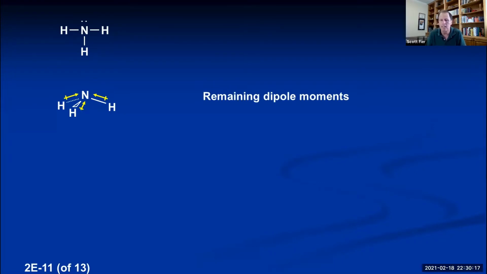And where are these dipole moments pointing? You see they're all pointing slightly upward. It's the top of the pyramid that's negative, where the electrons are going, and the bottom of the pyramid, where the hydrogens are, that they're leaving. That's the positive end on the bottom, the negative end on the top. So this is a polar molecule.